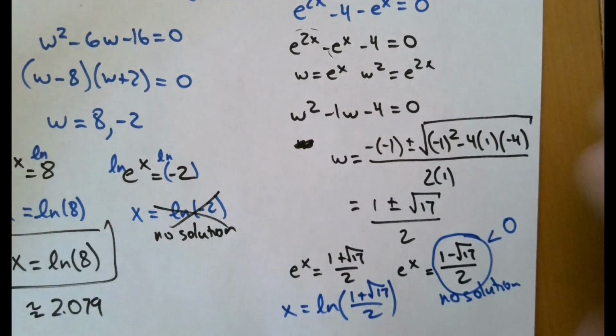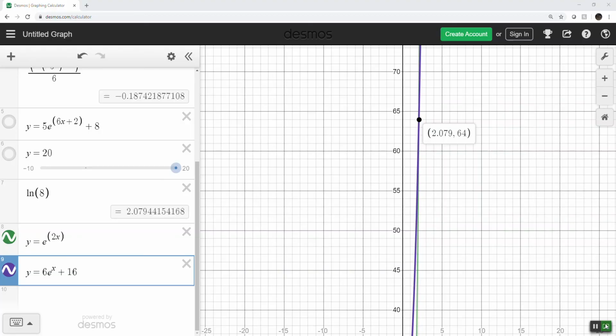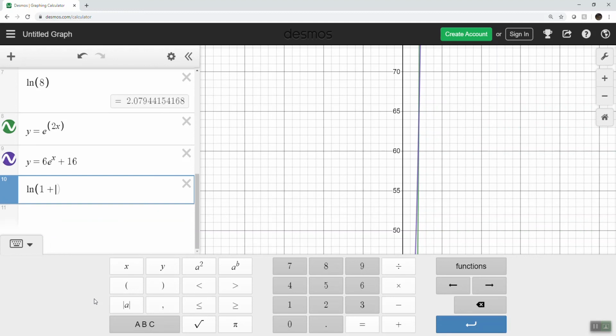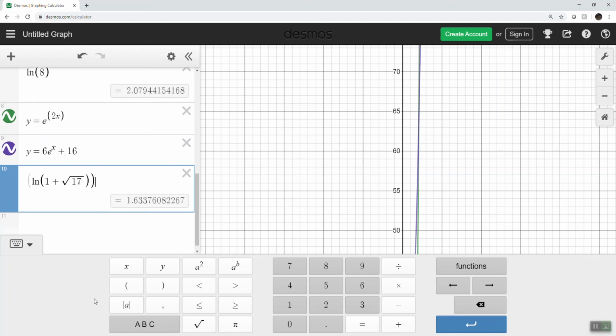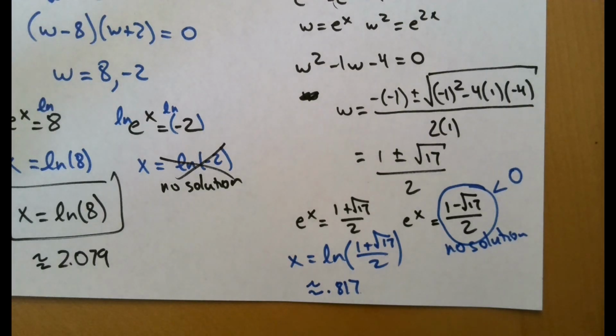Well, that's why we have technology, right? Let's just smash this in Desmos and see what pops out. So natural log of 1 plus the square root of 17, and then all of that divided by 2. So our number is approximately 0.817. I will let you try the graphical method on this one.